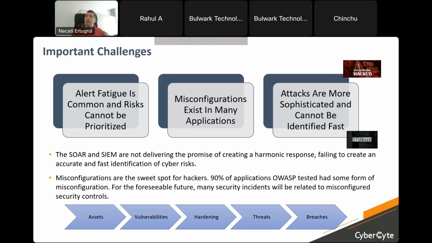The second very big problem that many organizations have is misconfigurations. In fact, they are the sweet spot for hackers, and 90% of applications OWASP tested had some kind of misconfiguration. When you look at the breaches, I think 99% are related to an end user or an application that is being misconfigured. Parallel to these problems, attacks are also becoming more sophisticated, and it's very difficult to identify them as well.